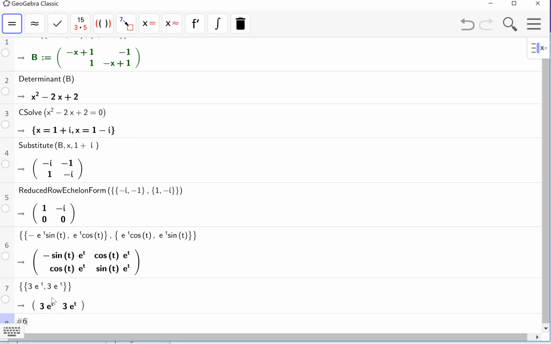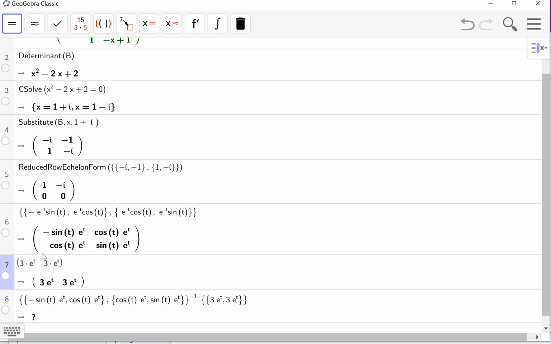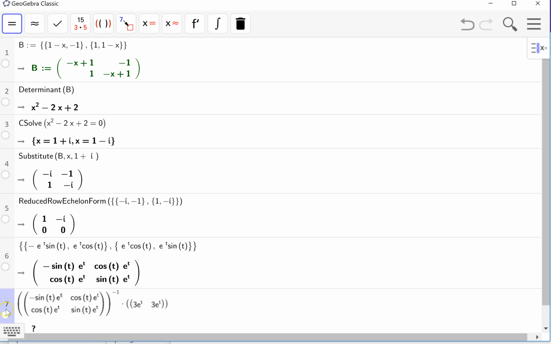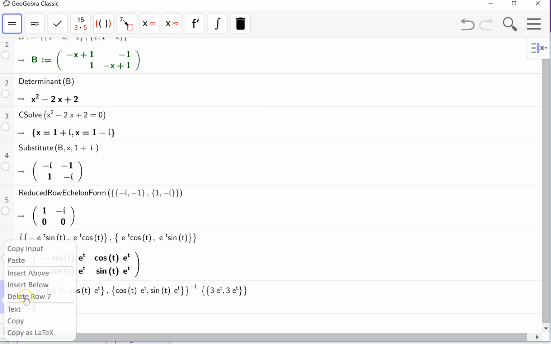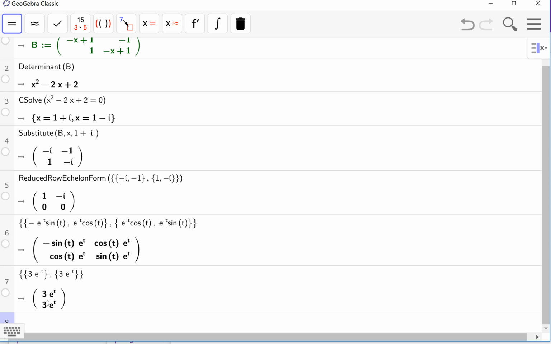I want to take number 6, that's our fundamental matrix, I want to invert it, and I want to multiply it by number 7. I forgot, I put it in as a single row, sorry about that. Let me delete row 7 and row 8 out here. Okay. Stop it. I don't know why you're doing that. Delete. Okay. 3e to the t, and I forgot to put it as 2 separate components was my biggest problem. Come on. 3e to the t, and now I want to do number 6 inverse times number 7.